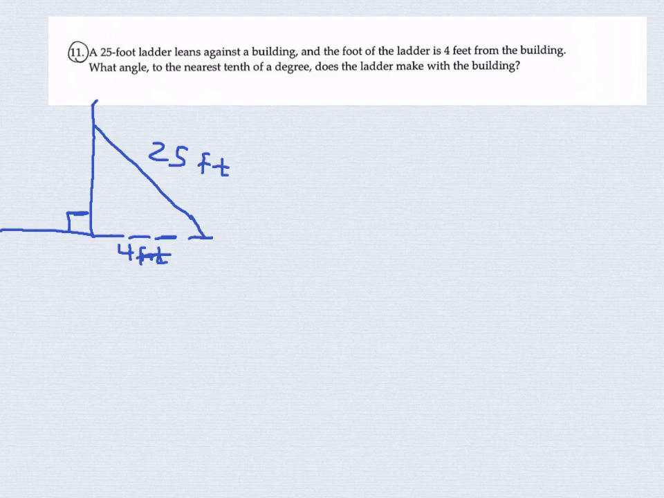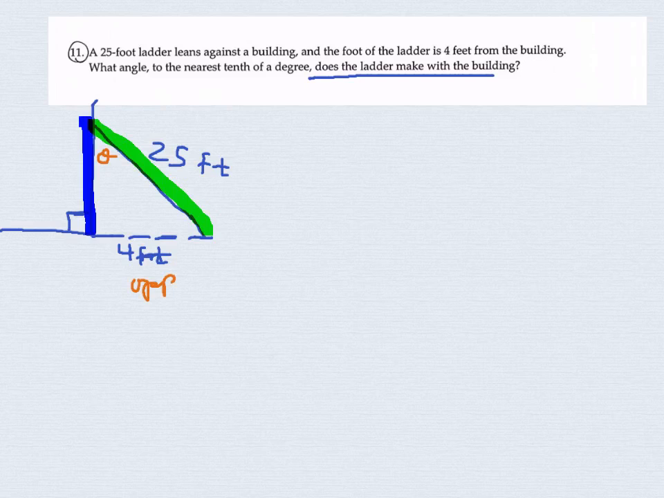What angle to the 10th of a degree does the ladder make with the building? This is a very important wording. Angle does a ladder make with the building? Well, the ladder is here, and the building is the vertical. So the angle is the angle made inside. That's your unknown angle. We'll call that theta. With respect to that angle, the 4 feet is the opposite and the 25 is the hypotenuse.